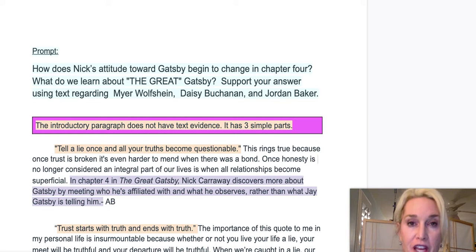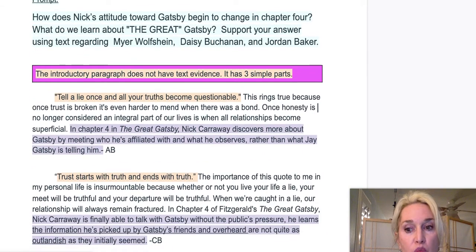All right, now that you have just seen the video on how to write the introductory paragraph, you are now going to reread the prompt. You can pause here to see it if you need to. And then you are going to take a look at everything again in the thesis statements. The thesis statements drive your paragraph.